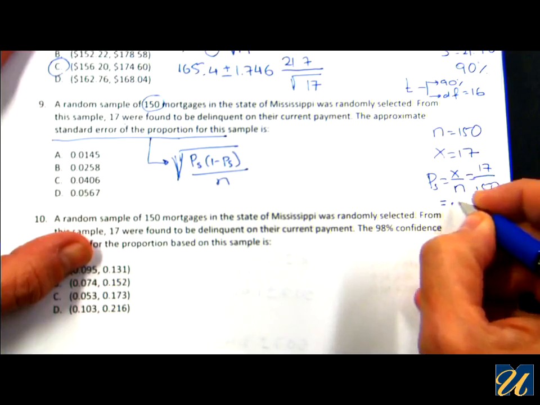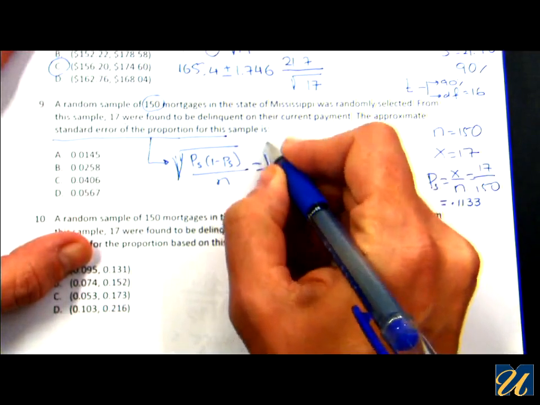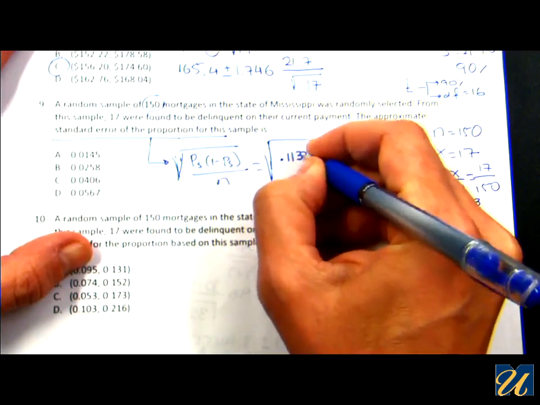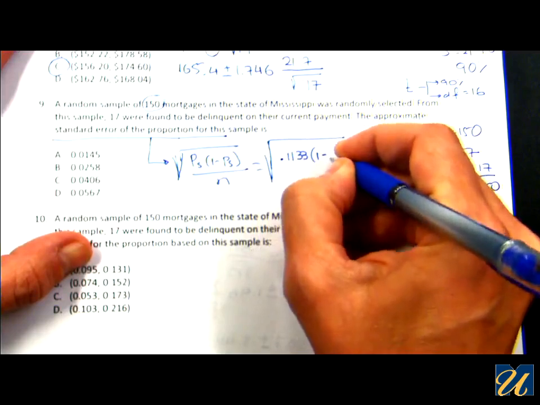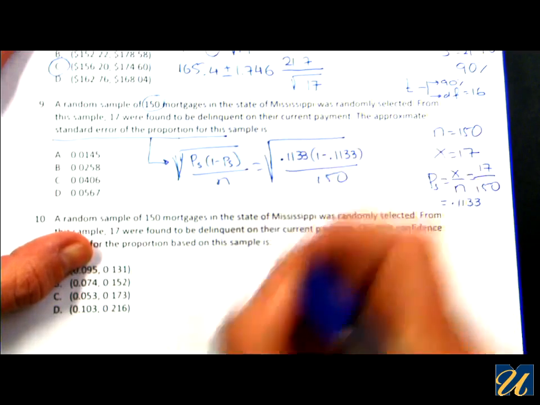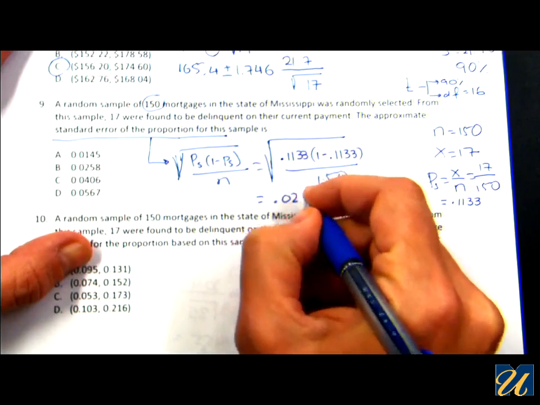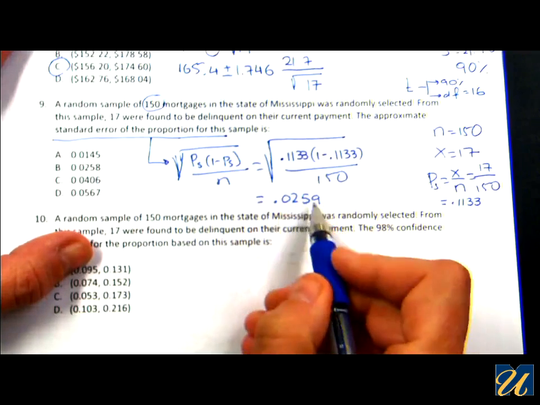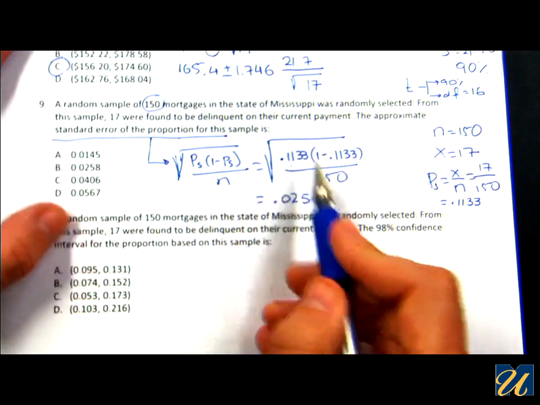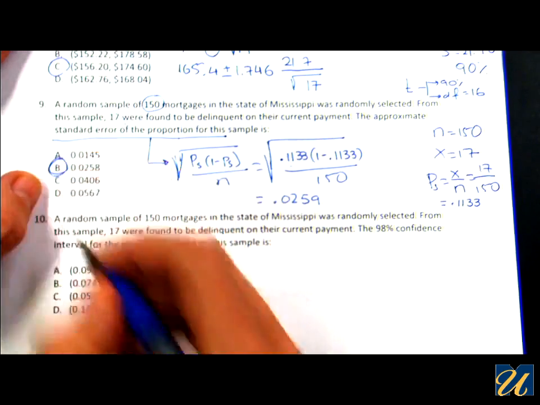This is going to be equal to 0.1133. So this will be equal to the square root of 0.1133 times 1 minus 0.1133 over 150. If you do your calculations, this will be 0.0259, and again, this will vary based on the decimals that you've used for the p hat. The closest answer to that, based on the ones that I have, will be B.